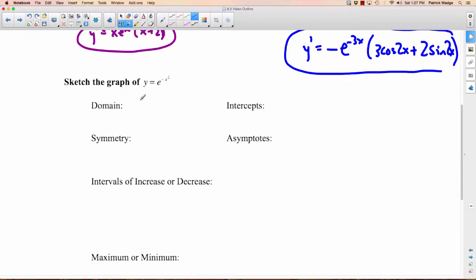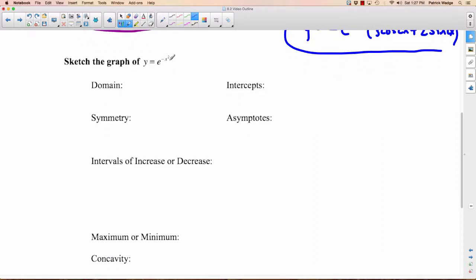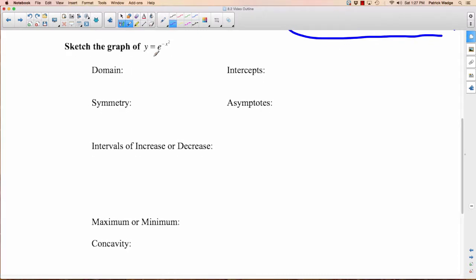Okay, last question. We're going to sketch the graph. Oh no, sketch the graph. Do we really have to? Yes, we have to. Let's do it. We're going to do this pretty fast though. So the graph is y equals e to the negative x squared.